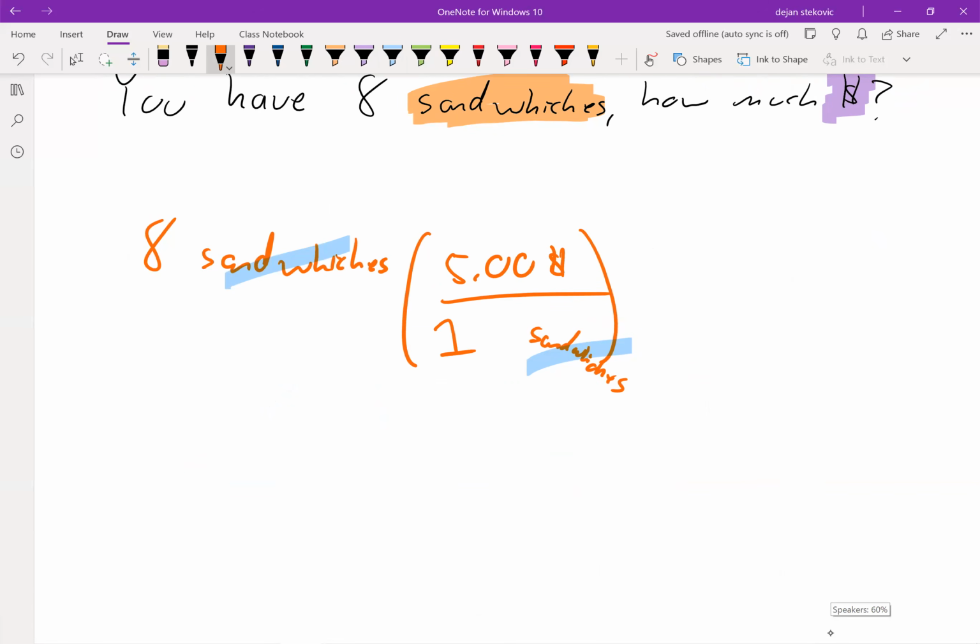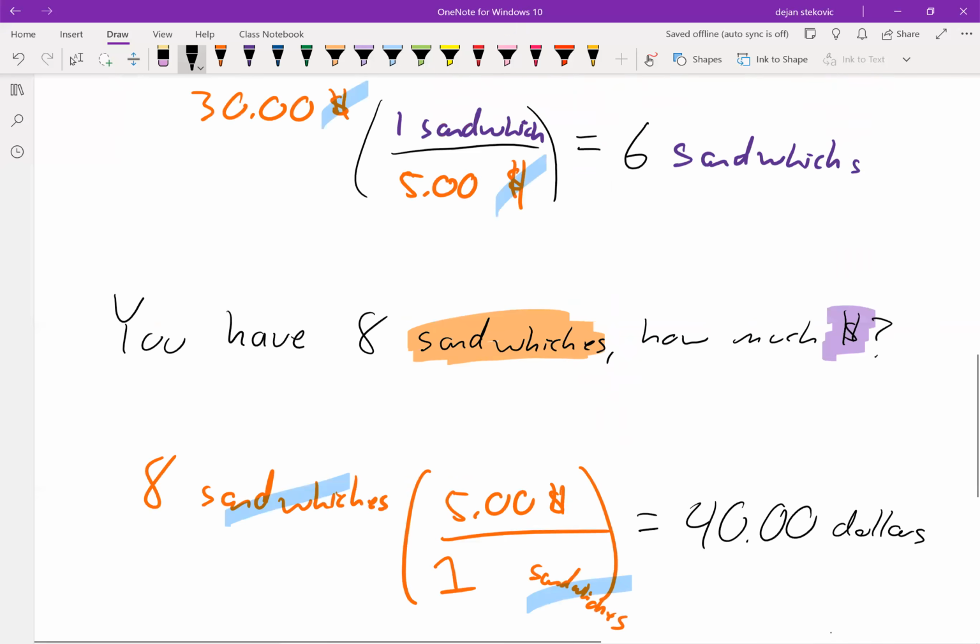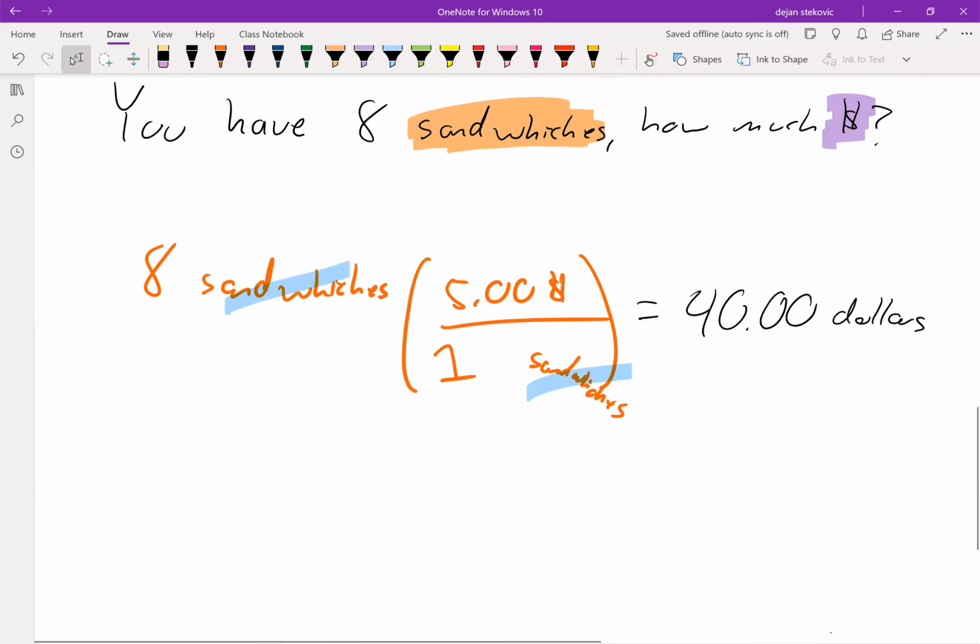$5.00 for 1 sandwich. Go ahead, do the math there. Your sandwiches cancel out, and what you're left with is $40. Note that all of these are exact numbers. $5 is an exact number. The number of sandwiches is also an exact number. So in this case, we didn't have to think about sig figs, but when we do measurements, we will have to think about sig figs.